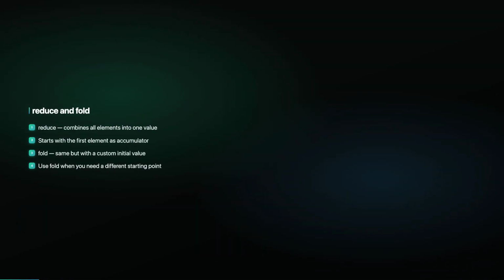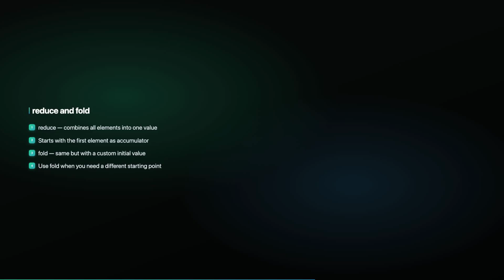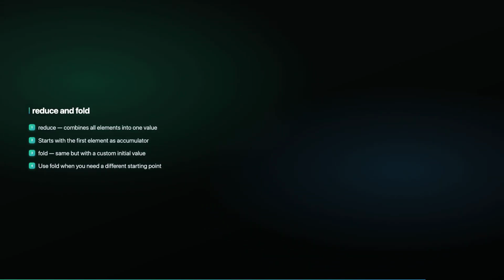Reduce combines all elements into a single value by applying an operation step by step. It starts with the first element as the accumulator. Fold is similar, but lets you specify a custom initial value. Use fold when you need a starting point that is different from the first element.